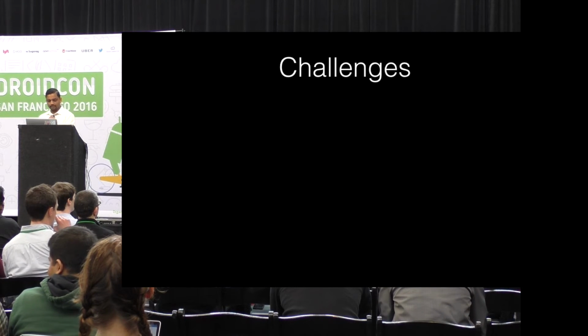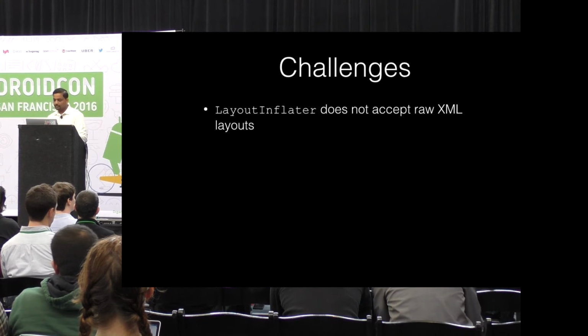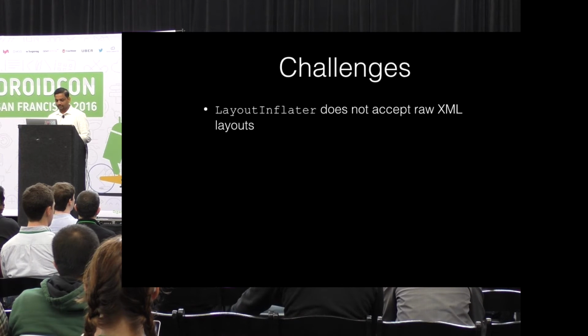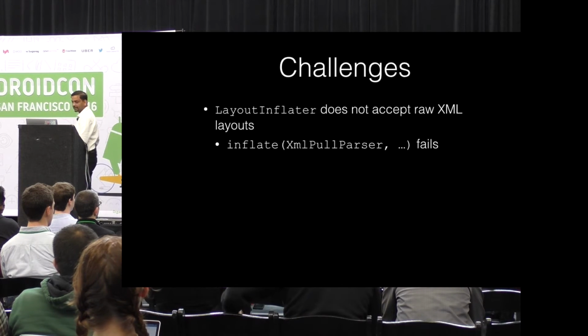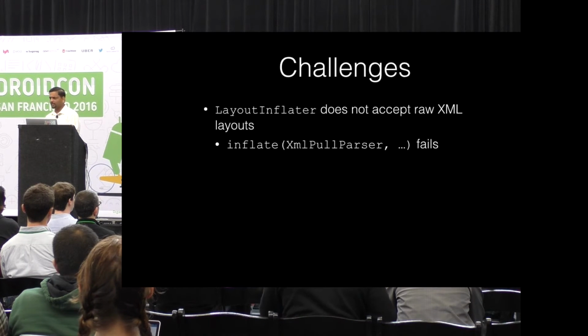However, challenges that we had. The LayoutInflater does not accept raw XML layout. The inflate method does have a parameter called XML pool parser, but that doesn't work with plain text XMLs. So the method inflate fails, and it fails actually on a JNI call.